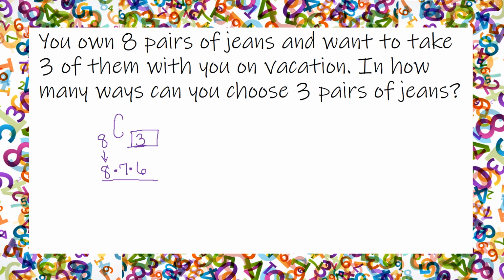And then the bottom of this fraction is the number of items you are choosing, factorial. So 3 times 2 times 1. So on this, I'm going to multiply the top. 8 times 7 times 6. That's 336. And then 3 times 2 times 1 is 6. So when I simplify, that gives me 56 different ways that we can choose 3 pairs of jeans.